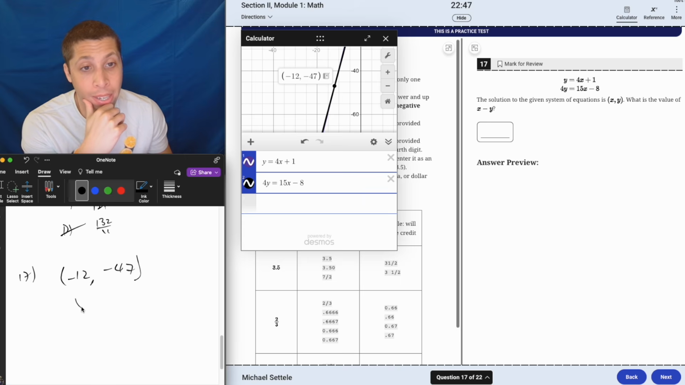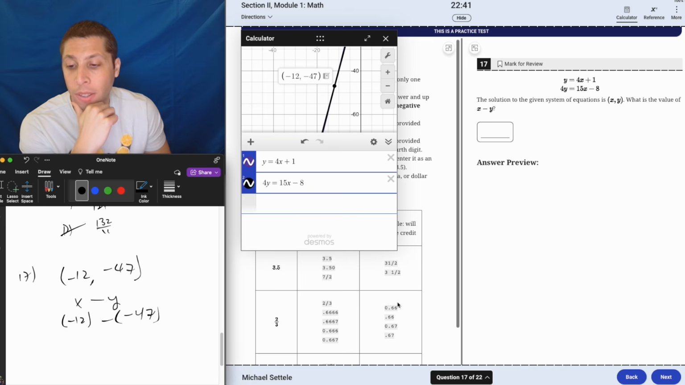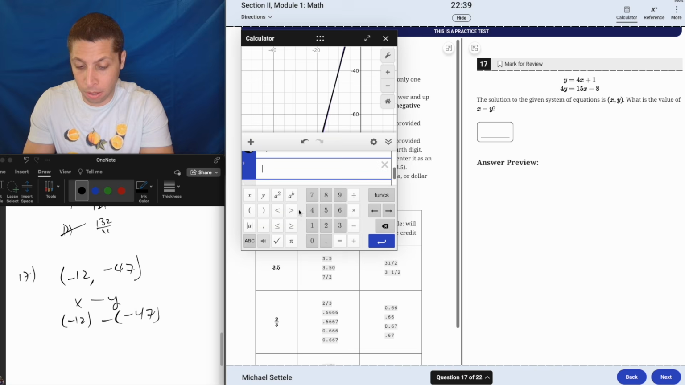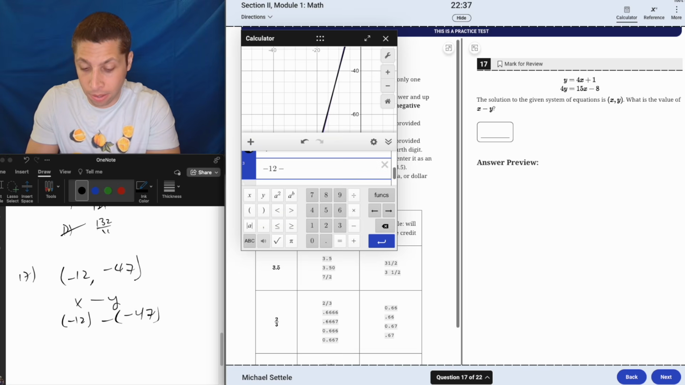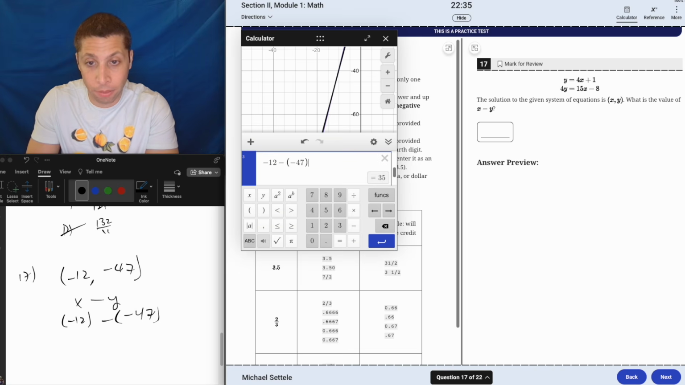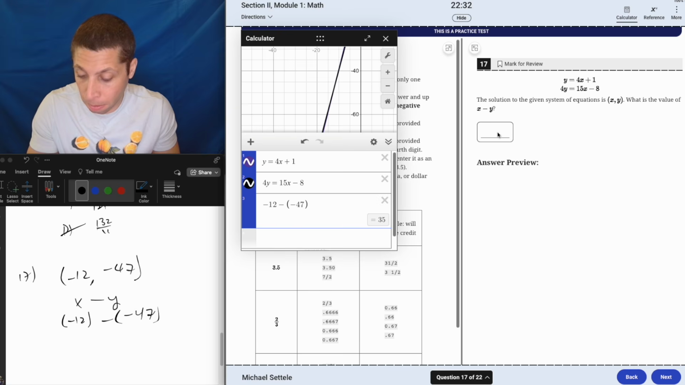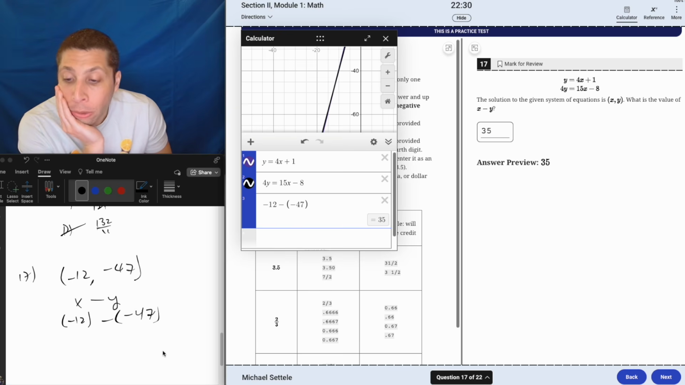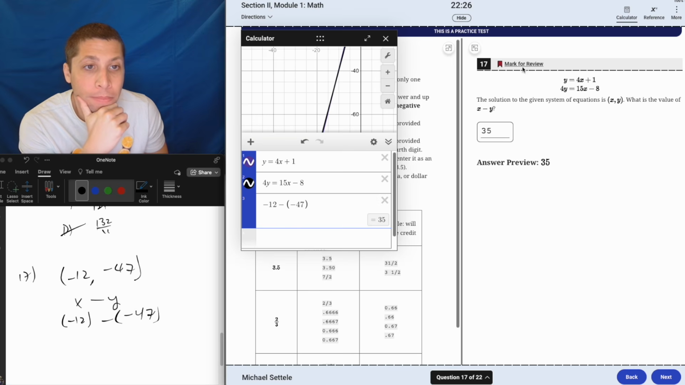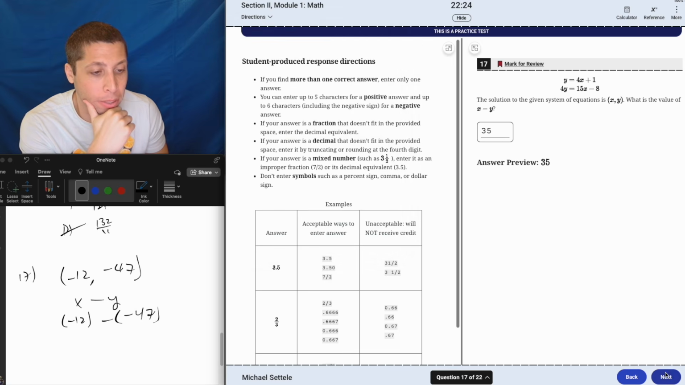And we need to do x minus y. So that's negative 12 minus negative 47. Negative 12 plus 47, 35. All right, don't lose that negative. That's kind of what I was worried about. I could do this with algebra too, so maybe we'll come back and do it with algebra later.